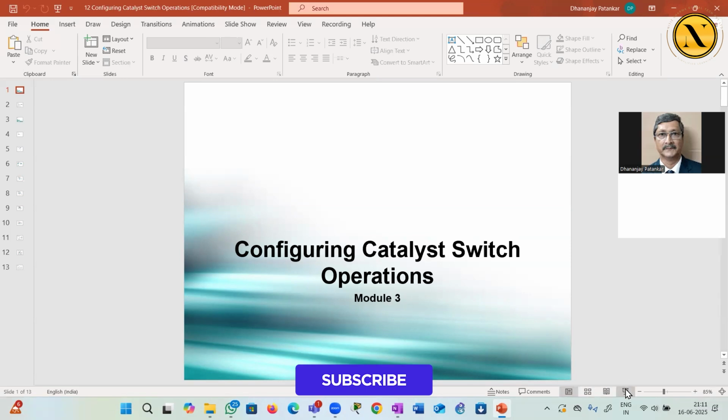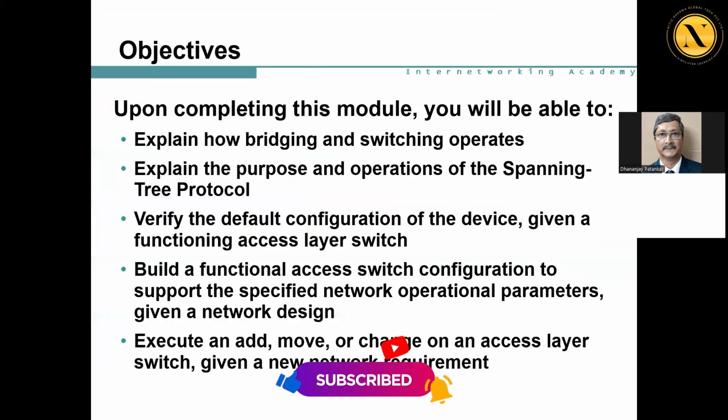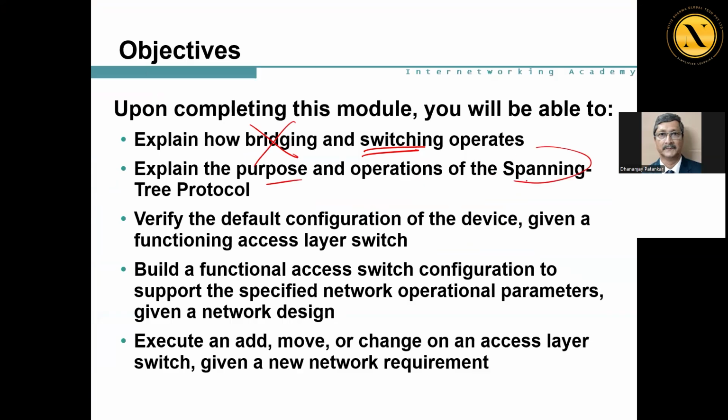But now let me run through this switching PPT. So upon completing this module, we will be able to explain how bridging and switching operates. Whenever you read bridging in the books, presume it is switching only, right? Explain the purpose and operation of the Spanning Tree Protocol. We know what it does, loop avoidance, right? Avoids loops.